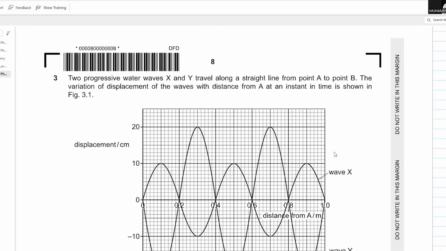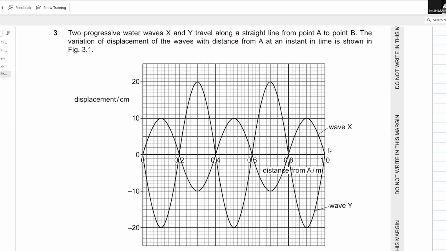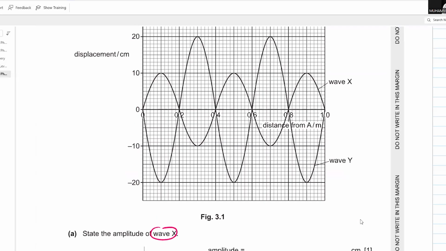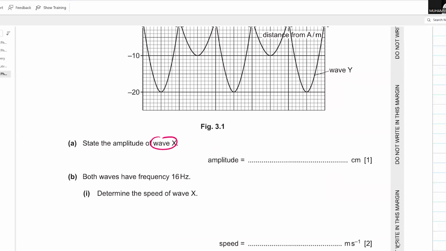Two progressive water waves x and y travel along a straight line from point A to point B. The variation of the displacement of the wave with distance from A at an instant in time is shown in figure 3.1. Alright, a displacement versus distance graph is given. State the amplitude of wave x. What is amplitude? Amplitude is the maximum displacement from the mean position. The amplitude comes out to be 10 here. Okay.